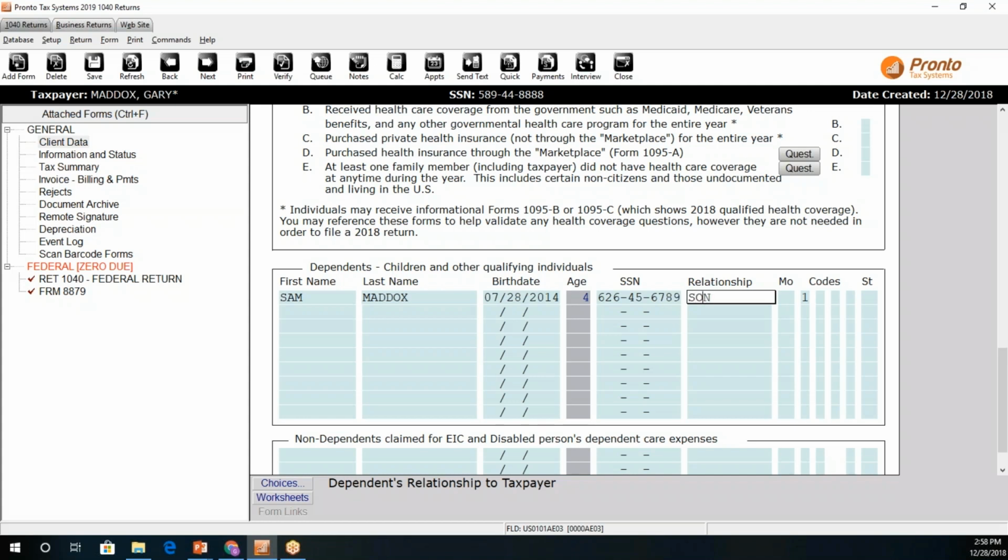So on Sam, he is a son. He lived with his father all year. And as you can see, these codes popped up that he's eligible for the earned income credit and the child tax credit.